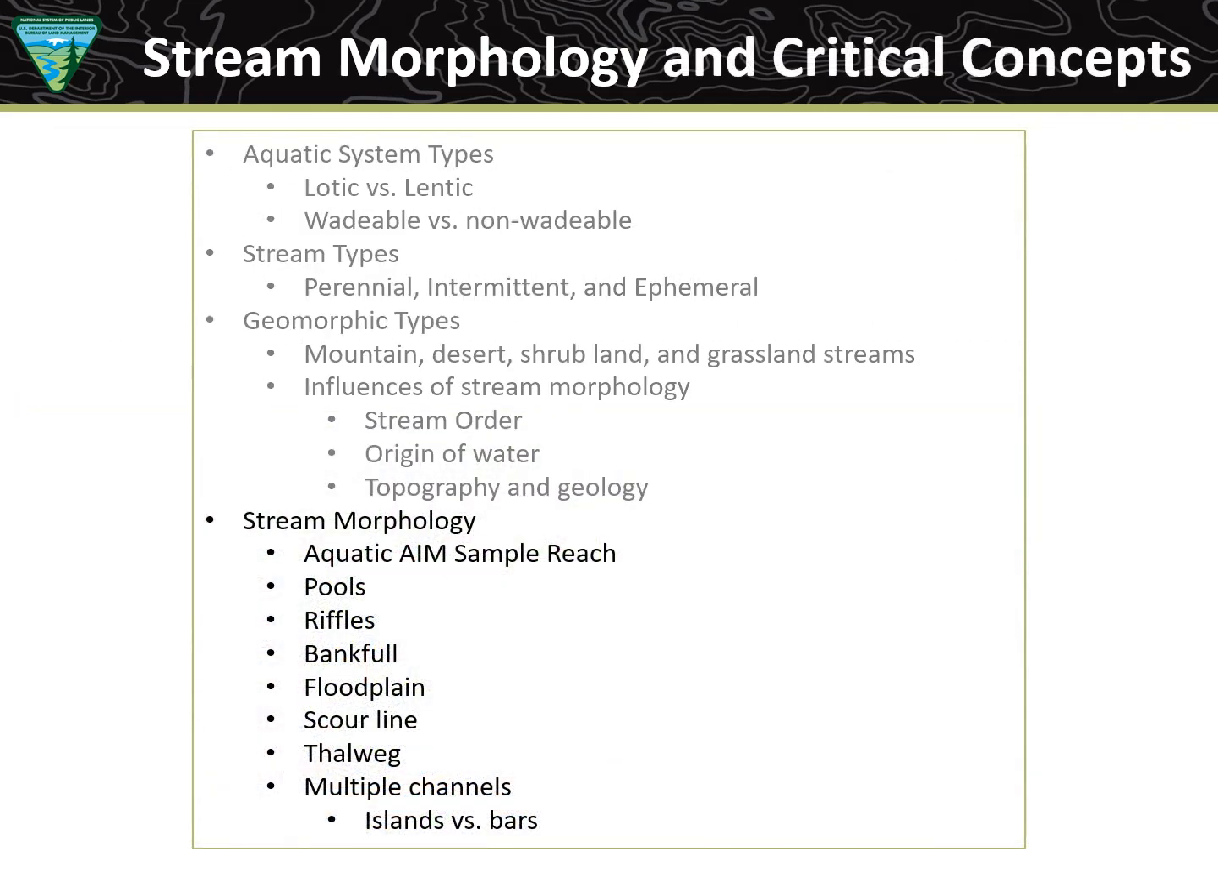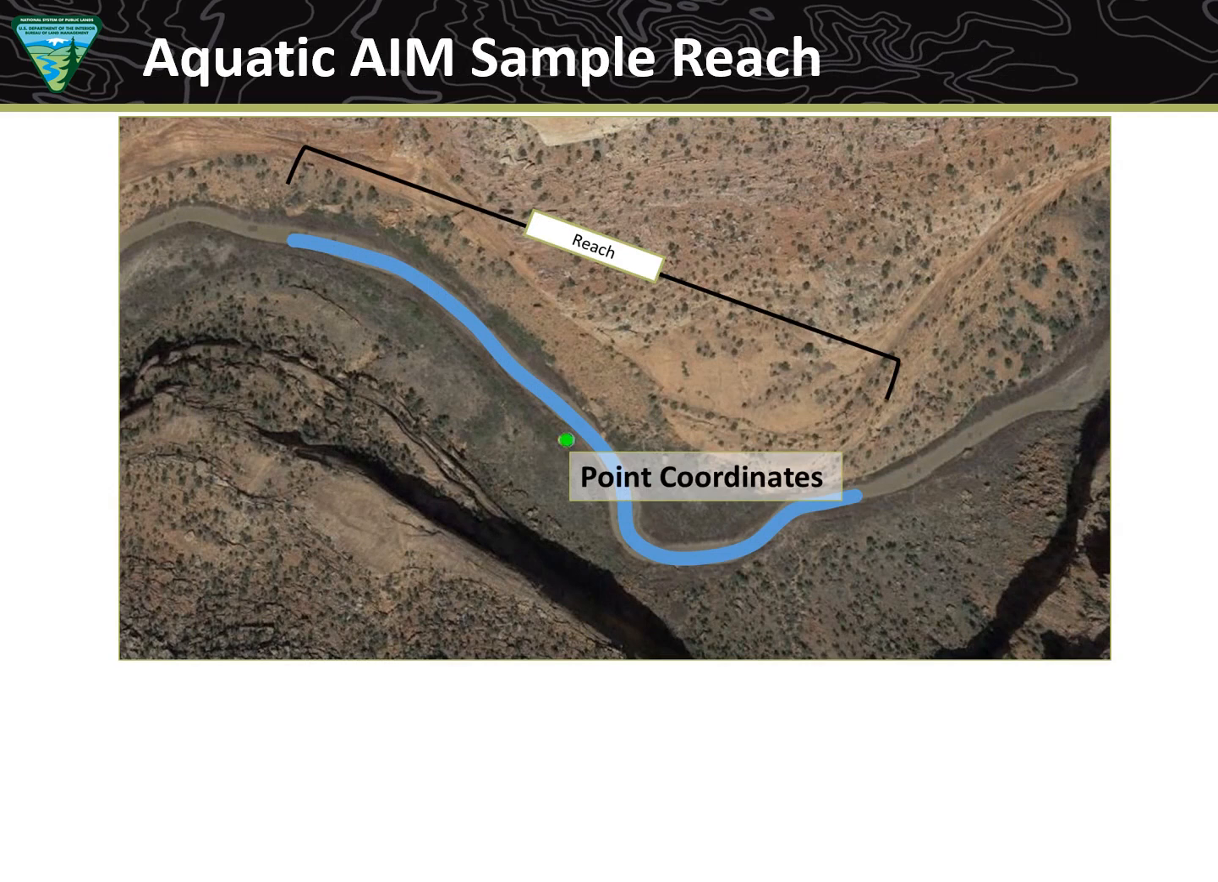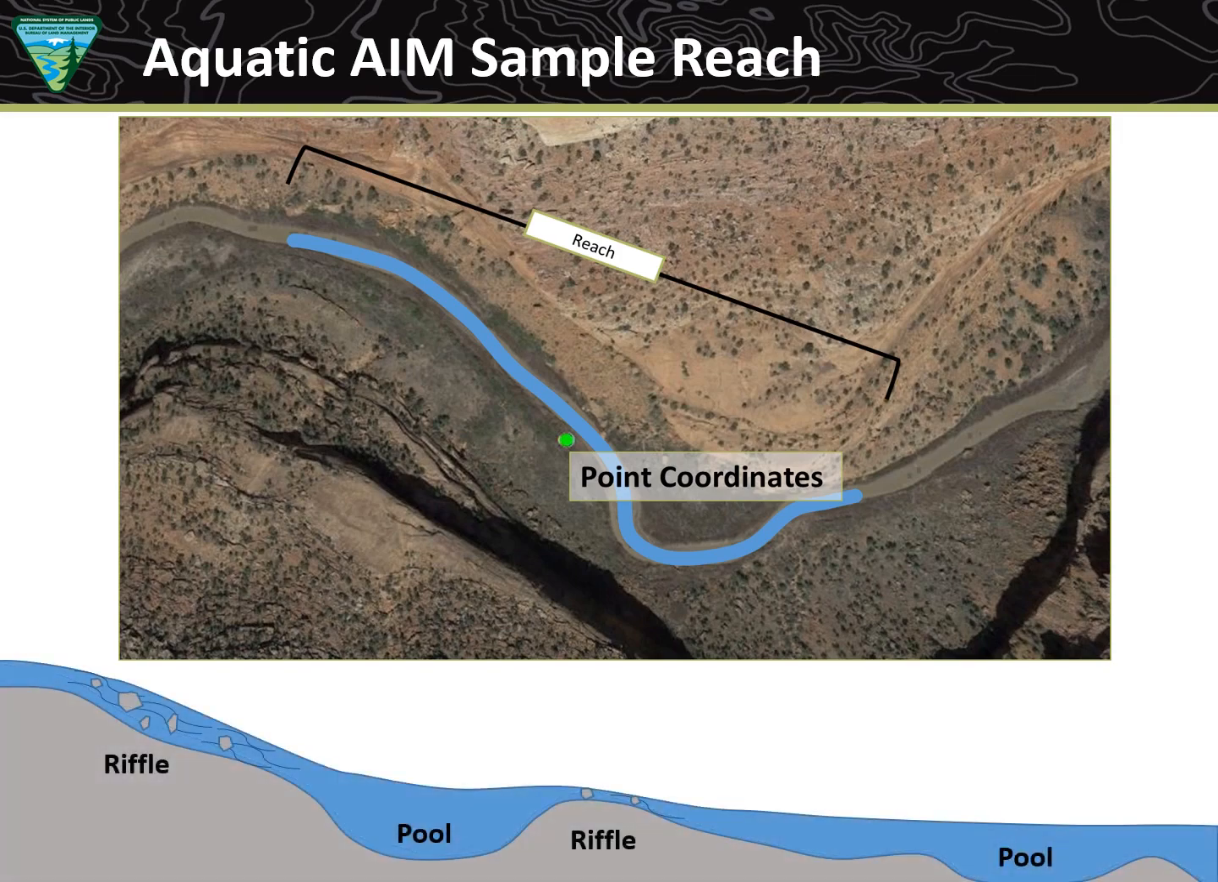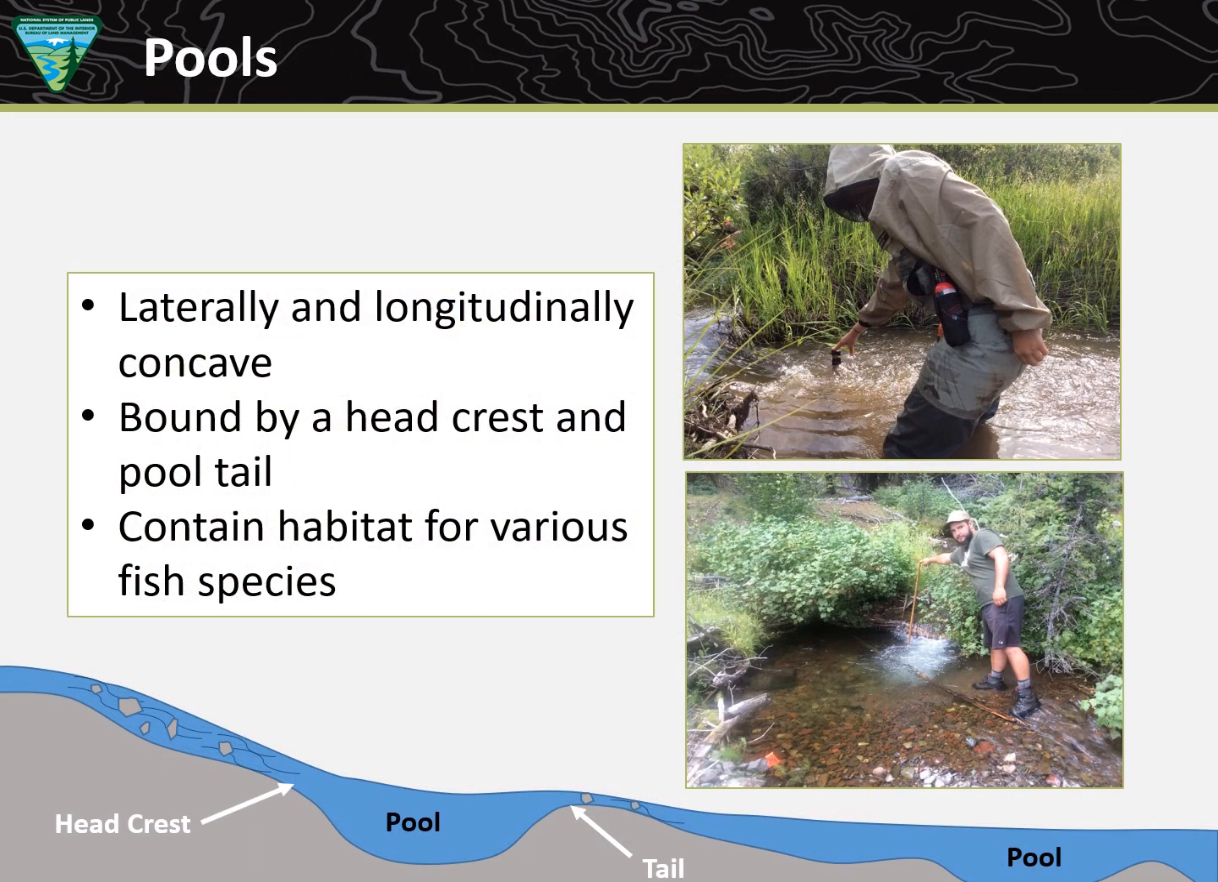We will now look at stream morphology at a more local scale and discuss common parts of streams and the critical features that are measured during aquatic AIM sampling. Aquatic AIM assesses stream morphology along a length of a stream called a reach. Reaches are scaled to the size of the stream so that they capture numerous replicates of common habitat features, such as pools and riffles. Pools are depressions in the stream bed that are laterally and longitudinally concave, bound by a head crest and a pool tail. Pools tend to have deeper water and provide habitat for various fish species.